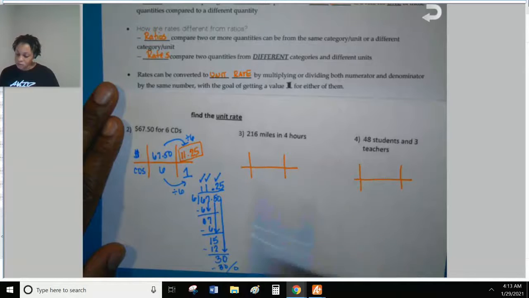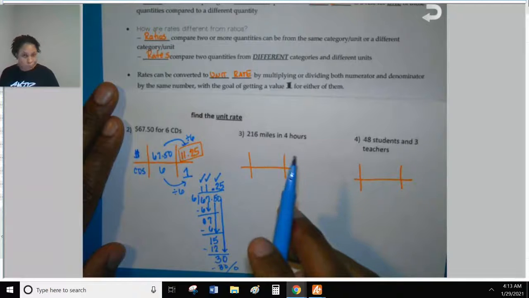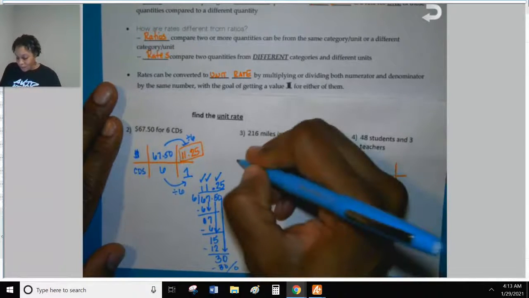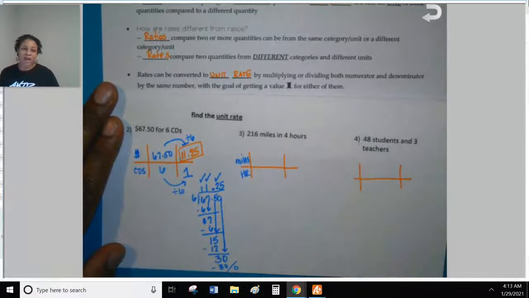Then the next one, 216 miles in 4 hours. Miles will go on top. Hours will go on the bottom. And I just write these based on how we hear them. We always hear miles per hour. We hear dollars per item. And then the order that they give it to me, sometimes that's how I write it as well, okay?